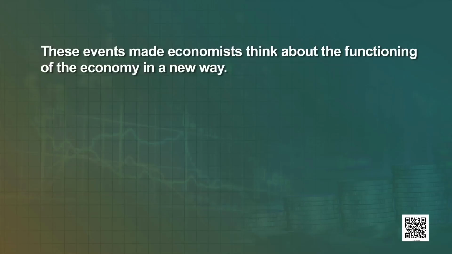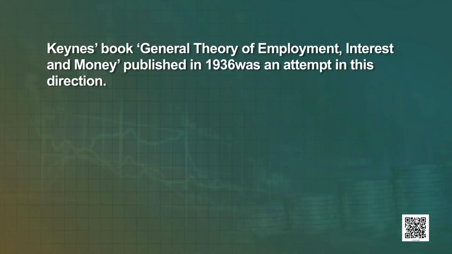Learners, these events made economists think about the functioning of the economy in a new way. The fact that the economy may have long-lasting unemployment and low output levels had to be theorized and explained. Keynes's book, The General Theory of Employment, Interest and Money, published in 1936, was an attempt in this direction. Unlike his predecessors, his approach was to examine the working of the economy in its entirety and examine the interdependence of different sectors. This way, the subject of macroeconomics was born. Thank you.